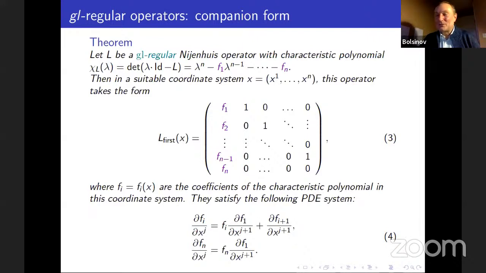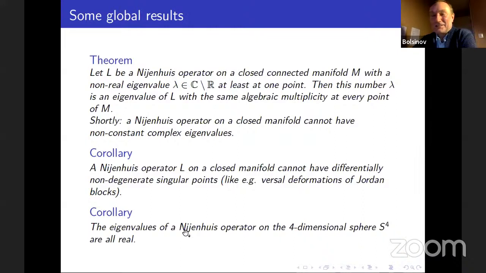This system can be solved without integration, just algebraically, by Bolsinov, which is also a very nice fact. Now the global result. Can we say something about properties of Nijenhuis operators on closed manifolds? One of the theorems is as follows.